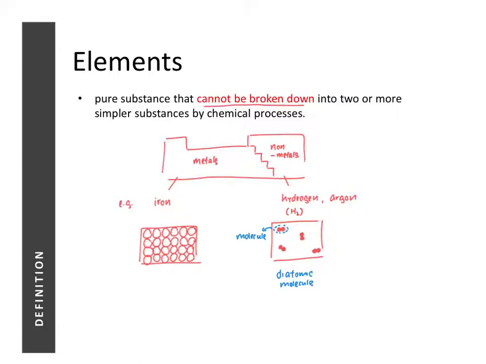Now, you may be asking, how do I know which elements are diatomic? For that, you need to remember this. Again, we have learned this in kinetic particle theory. Have no fear of ice cold beer. So these are the 7 elements that you need to know in the syllabus that exist as diatomic molecules.